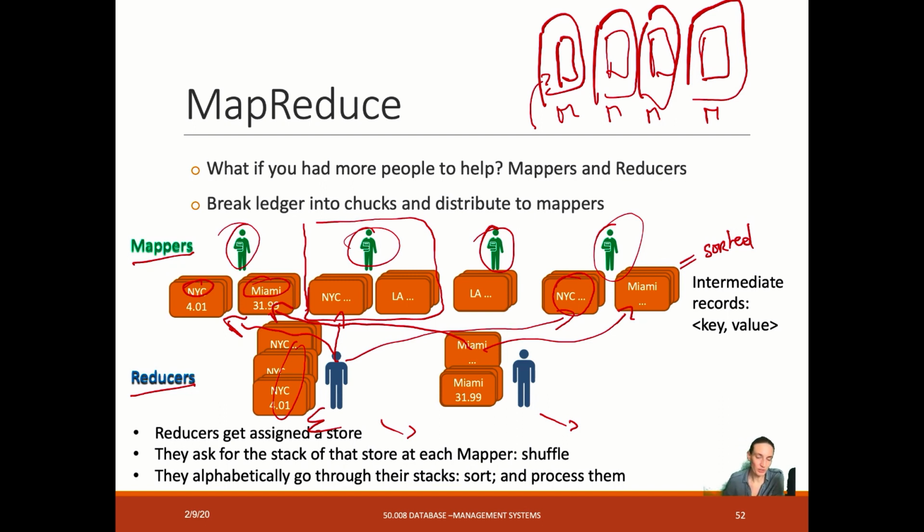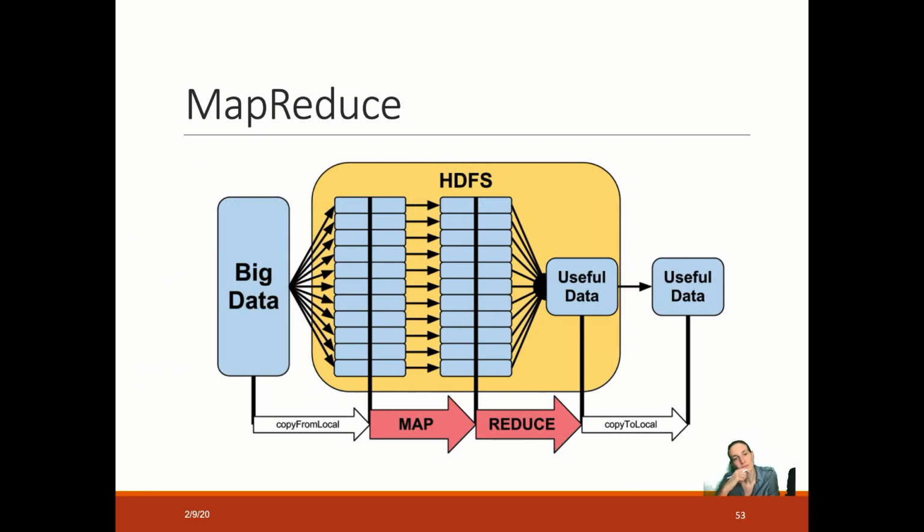So now we see that our network traffic has significantly reduced. Instead of passing 1 terabyte of data, you're only passing the totals per store over the network, because the calculations actually happen on the nodes. So you have your big data, which we store in a Hadoop file management system. The mapping and the reducing happens in the cloud. The useful data is in the cloud, and what is transferred and copied to local is only the useful data. This is what makes MapReduce so powerful.